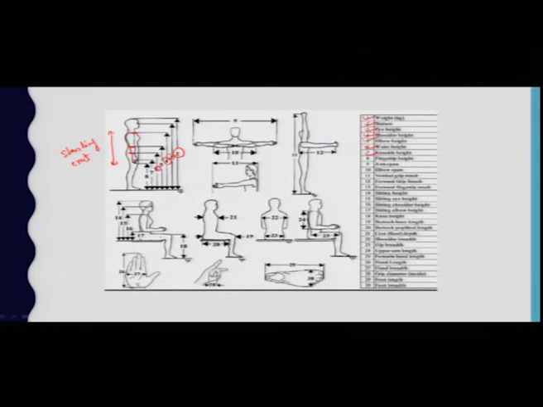7 is the knuckle height. Again this is the portion from where we have to measure the knuckle height, and this is the knuckle height. 8 is fingertip height. So from the point where this particular finger is ending, that particular point is considered as a measurement point to the floor itself. So this point is the fingertip point.